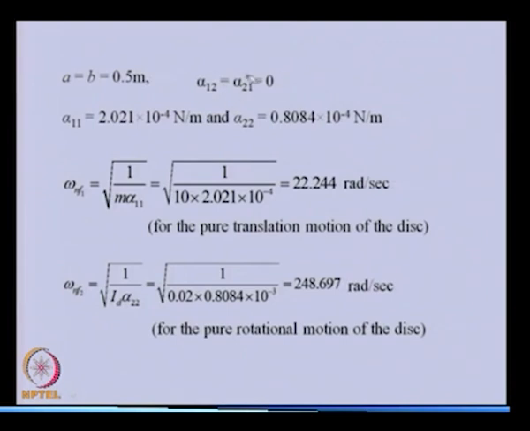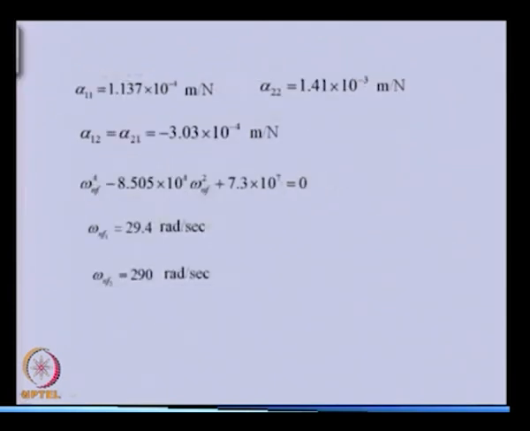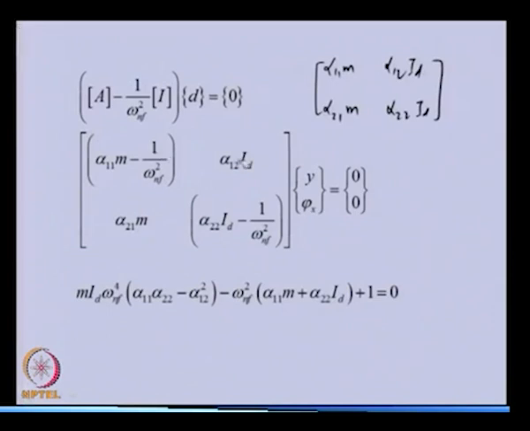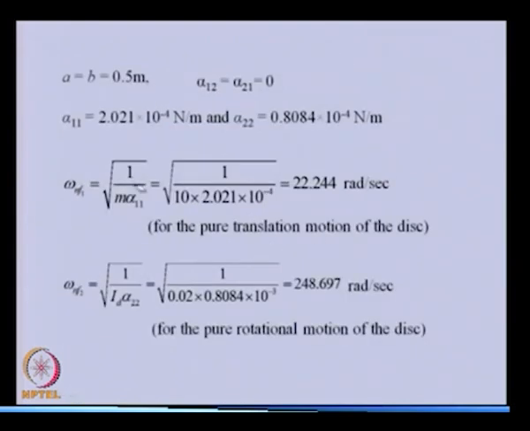So, these coupling terms will be 0, and the influence coefficients will be alpha 11 and alpha 22. Now we can see that the natural frequency will be given by this, because there are no coupling terms. This equation will get simplified, these terms will be 0. So, this equal to 0 and this equal to 0 will give us two natural frequencies, and these are the two natural frequencies.